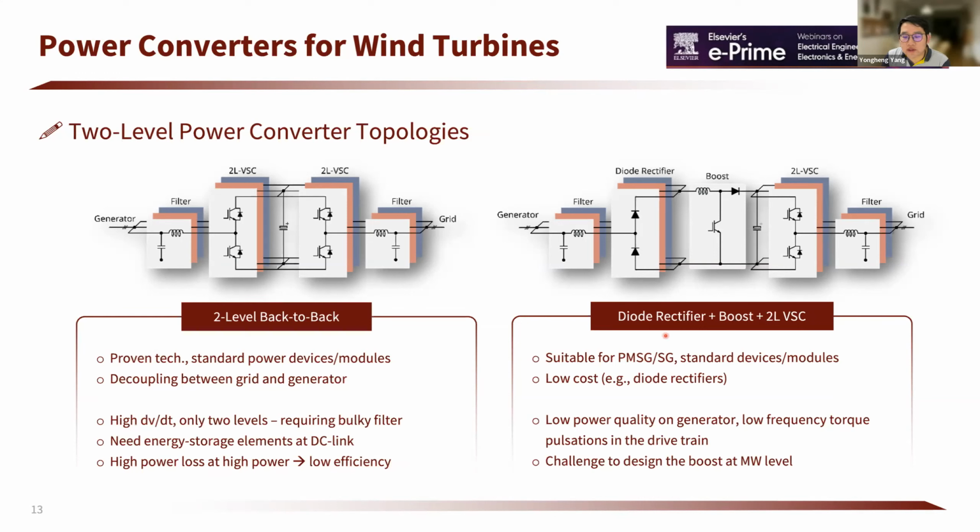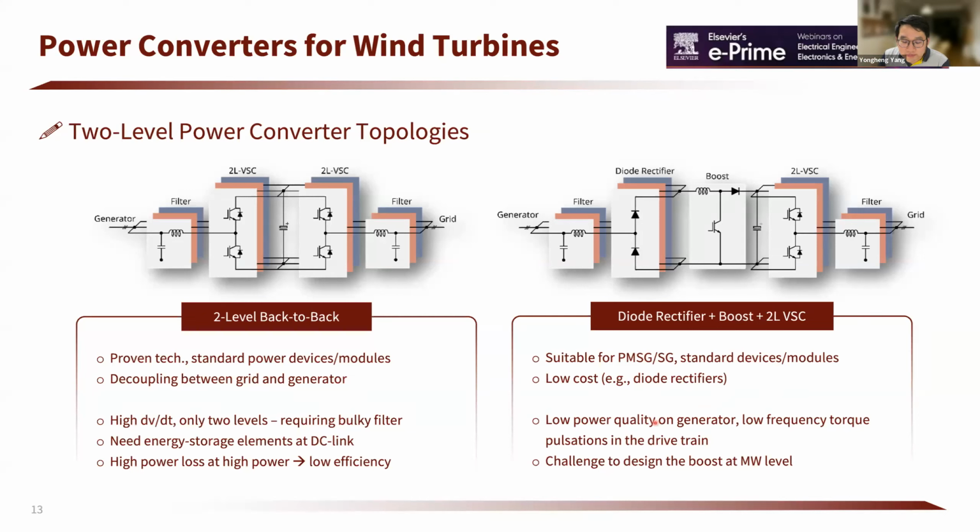Compared to this, another 2-level power converter topology is based on diode rectifiers. You use diode rectifiers, then a boost stage to boost the voltage, then a 2-level voltage source converter to connect to the grid. This is a low-cost solution suitable for permanent magnet synchronous generators. Again, it uses standard devices and standard modules to easily assemble the entire system.